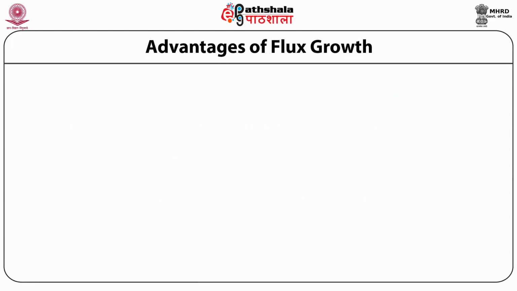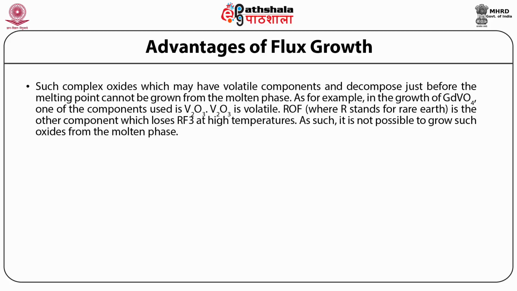Number six, such complex oxides which may have volatile components and decompose just before the melting point cannot be grown from the molten phase. As for example, in the growth of GdVO4, one of the components used is V2O3. V2O3 is volatile.